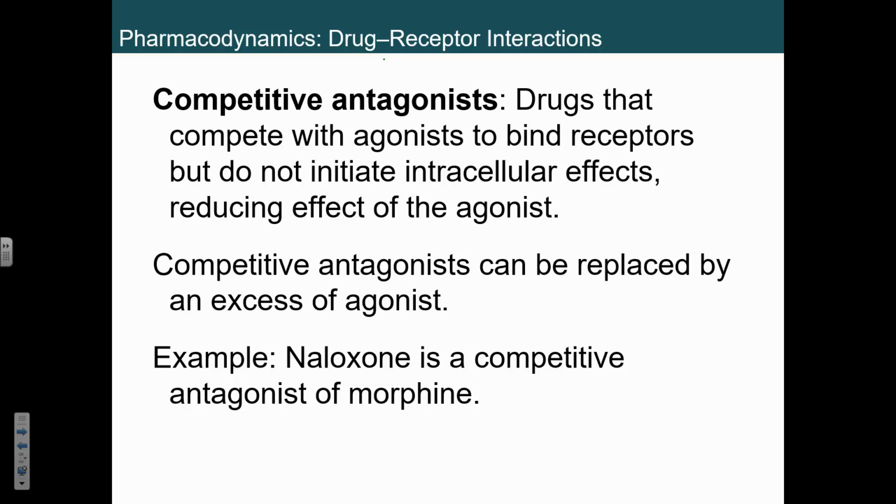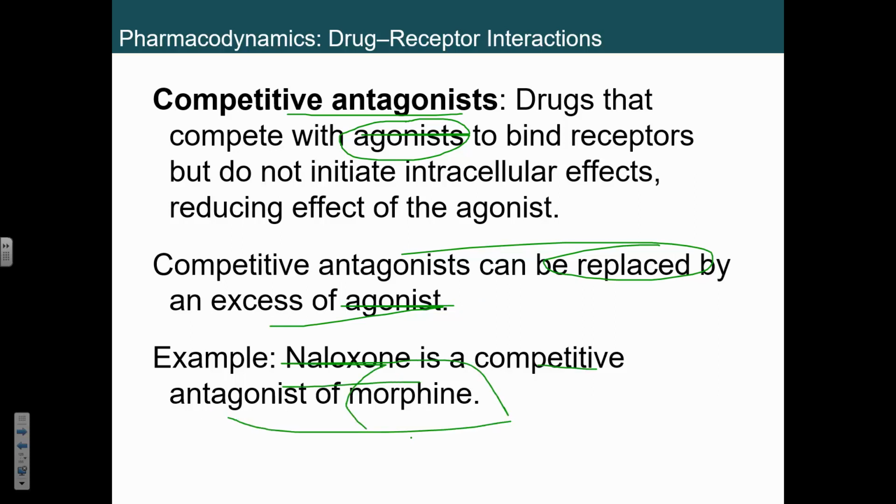No. Great job. There are competitive antagonists. Sometimes these antagonists will compete with agonists to bind. So that works, right? They can be replaced if you have more of the agonist. Naloxone is actually a great example here. It's a competitive antagonist of morphine.